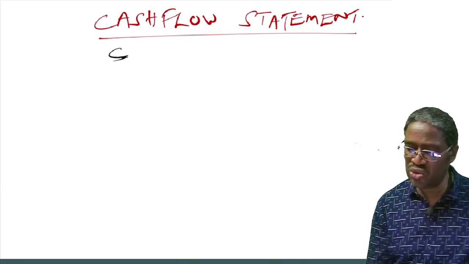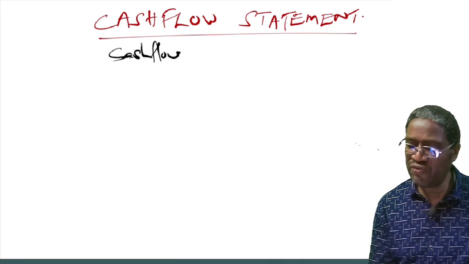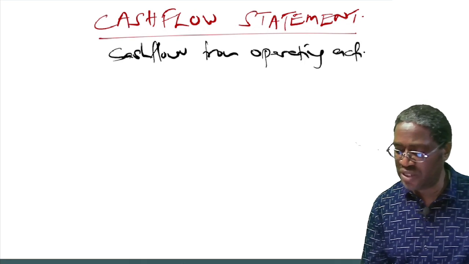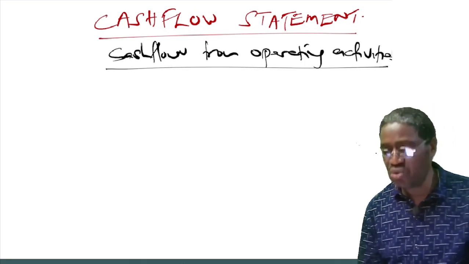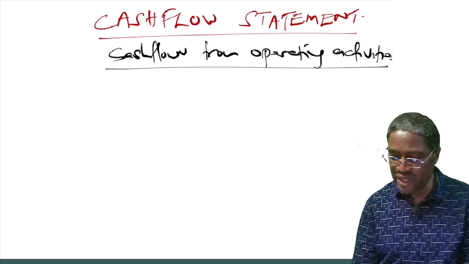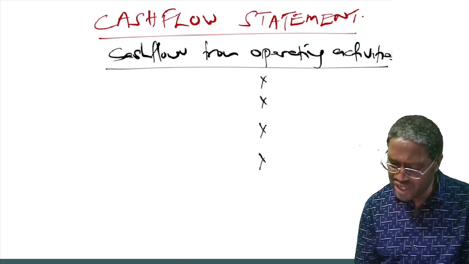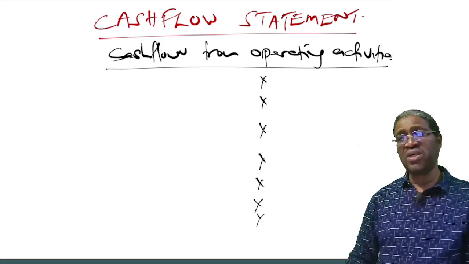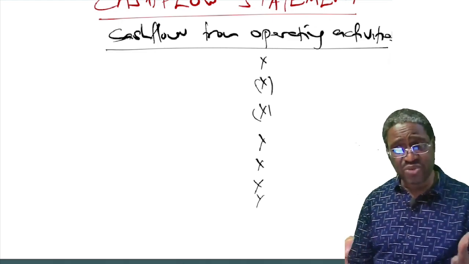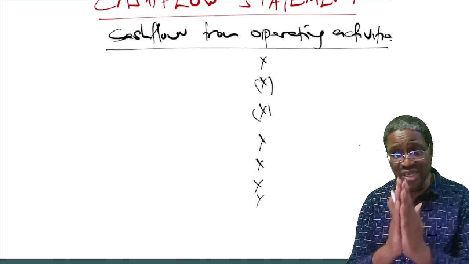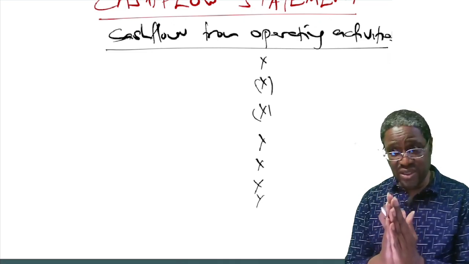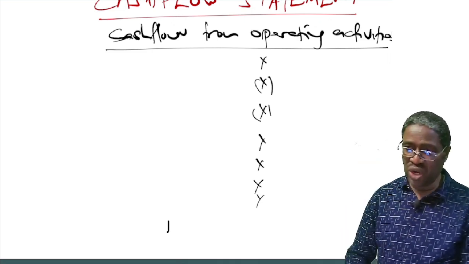from operating activities. So you are required to identify the cash flows from operating activities. Once you identified all of them, of course you remember, some of them could have been positive, some of them could have been negative, whatever the case might be. But the first category of cash flows is the cash flows from operating activities. Identify all of them. We shall look at that later.